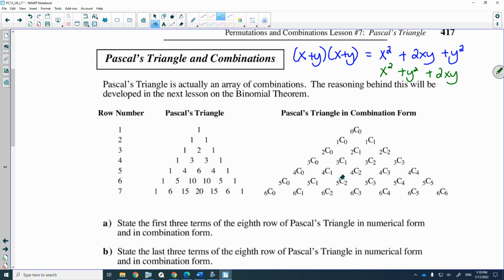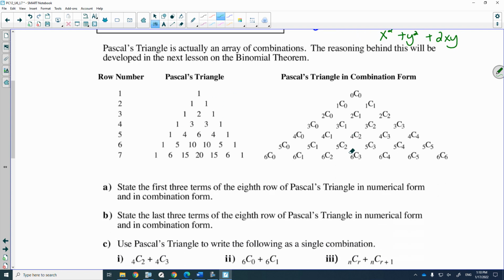Okay, so let's see how we could write these coefficients as combinations, because again, there's going to be a pattern that you need to be able to see. So this first row, we know that that was x plus y to the power of 0. Okay. This second row, we know is x plus y to the power of 1.